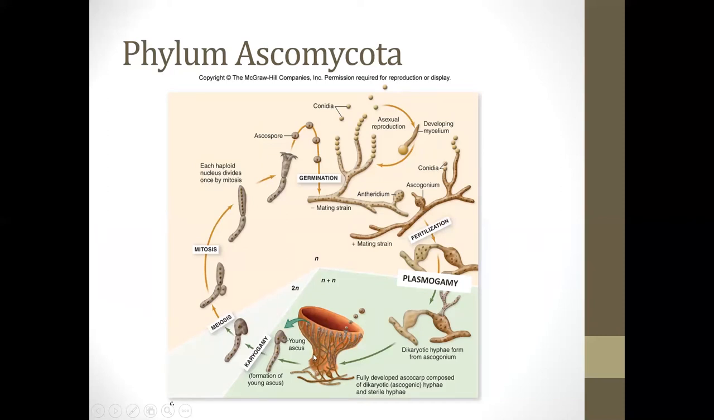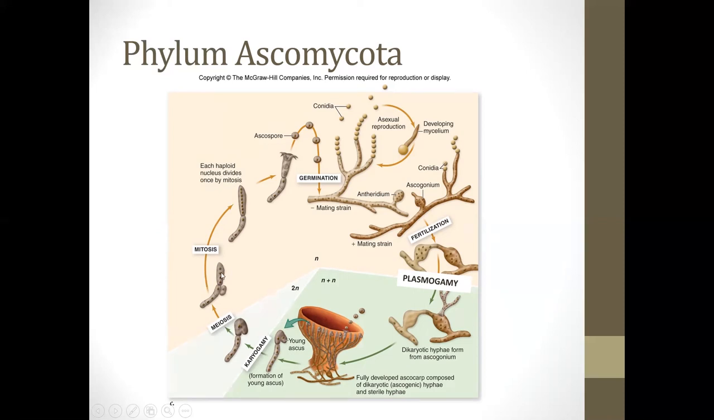Karyogamy is when those two haploid nuclei fuse together into a diploid nucleus, and now you have officially created a zygote. Now this zygote is going to divide through meiosis to create haploid spores. And these spores are going to be housed inside a sac called an ascus. And that's where the name of this phylum is coming from, because the spores are housed in this sac.